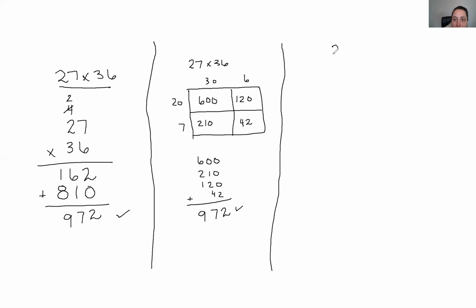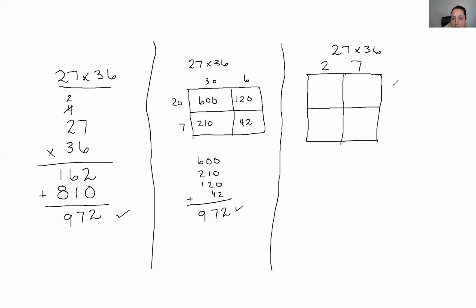So 27 times 36. So this is when we have our box, okay? So I'm just going to make a square. And because it's 2-digit by 2-digit, I'm going to break these up into 2 by 2, okay? So on the top, I'm going to write 27, and on the side, I'm going to write 36, just like this, okay? So then you make your diagonals here. And the reason why this method is fun is that you just have to multiply a lot of small numbers instead of multiplying larger numbers.